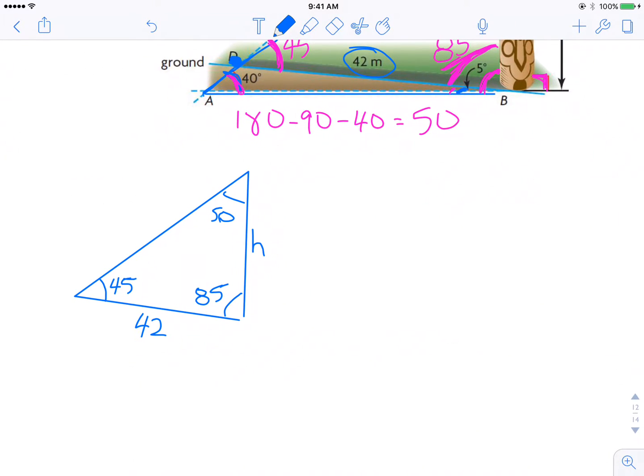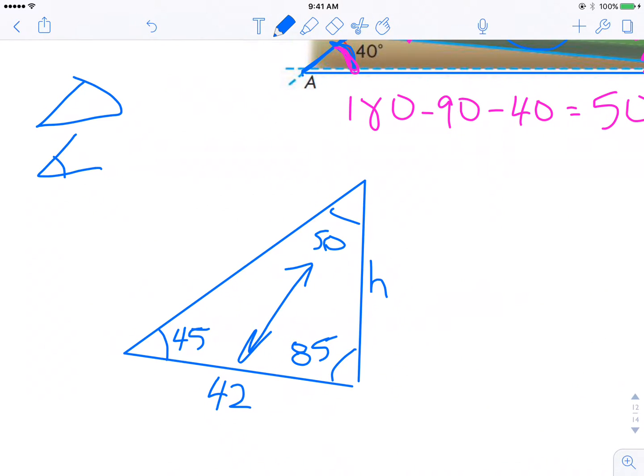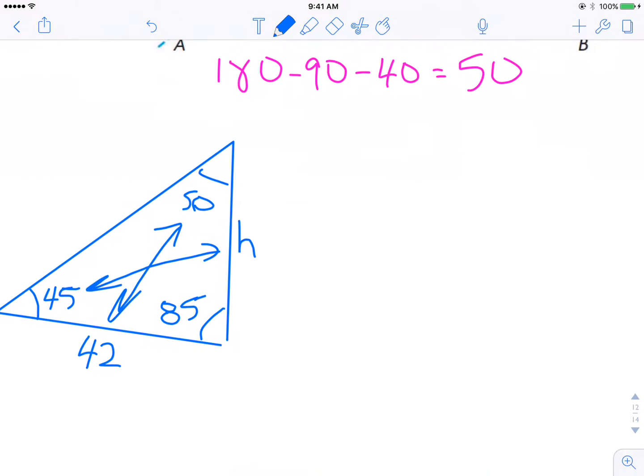Well, we don't have a right angle triangle, so we can't use SOHCAHTOA. We're going to choose between sine law and cosine law. Remember that for cosine law, you have to have a triangle with all three sides, or an angle in between two sides. We don't have two sides, so it's not going to be cosine law. We're going to use sine law. We can see that these are opposite to each other, and H is opposite to the 45. So I know that that's going to work.